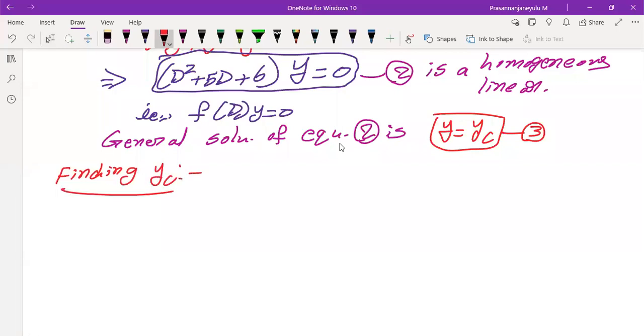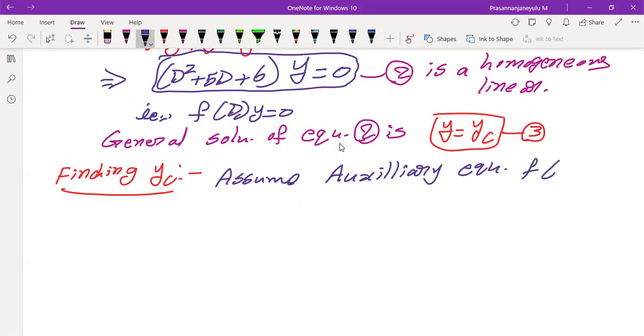What was the procedure we discussed? Consider the auxiliary equation. What is the auxiliary equation? F of m equals to 0. What is f of m here? It is f of D only. In f of D, what is f of D here? D square plus 5D plus 6. So in that, substitute m in place of D. So we'll get m square plus 5m plus 6 equals to 0.